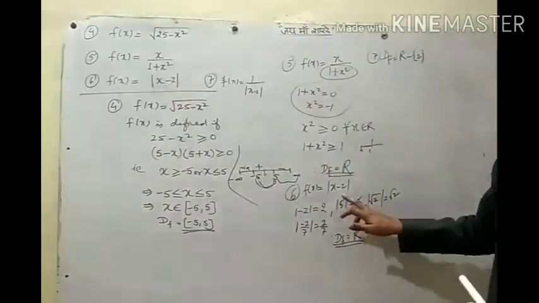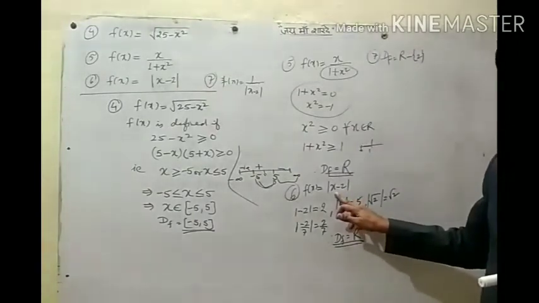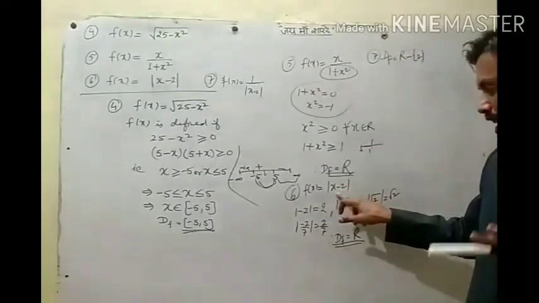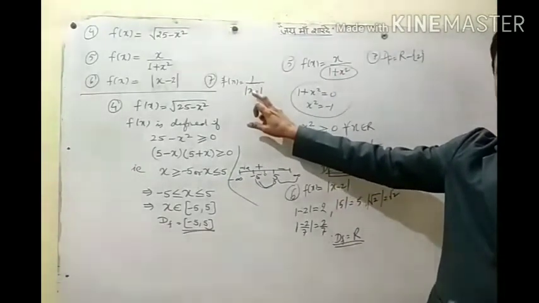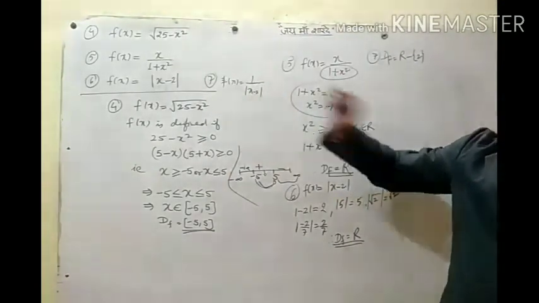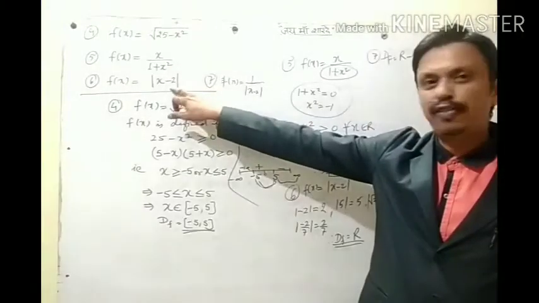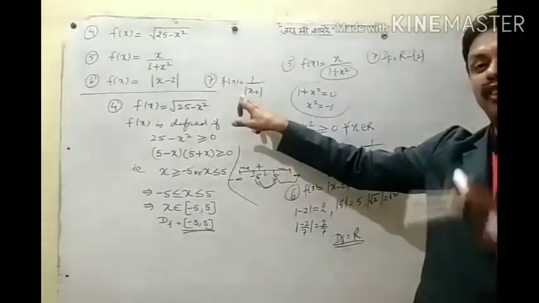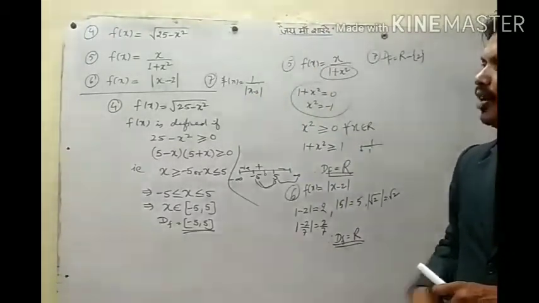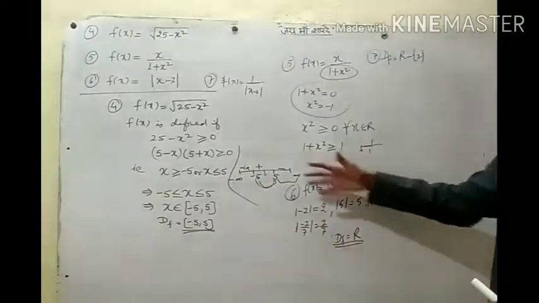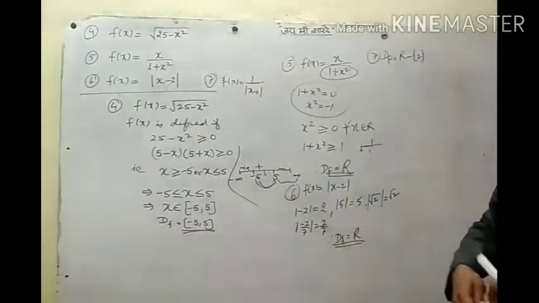So the modulus function is defined for every x. Okay? So here you can take any x, but here if you take 2, then it becomes 0, and 1 by 0 is not defined. So we have to avoid 2. So in this case, the set of real numbers is the domain. In this case, the set of real numbers except 2 will be your domain. Okay? So these are some more examples of how to find domain.